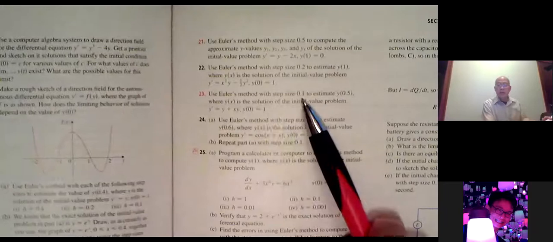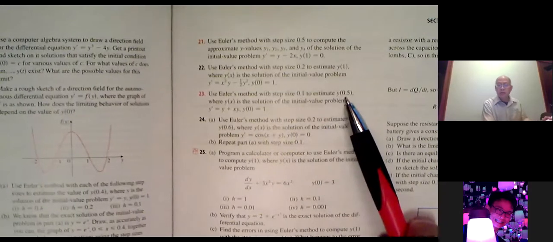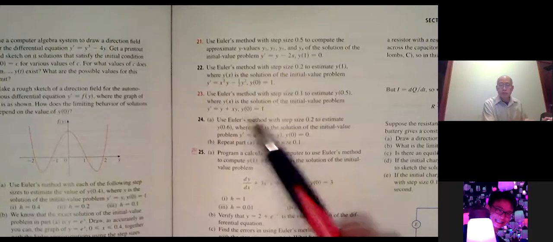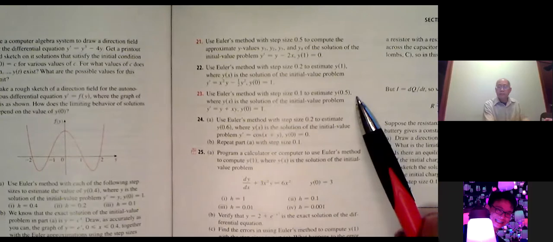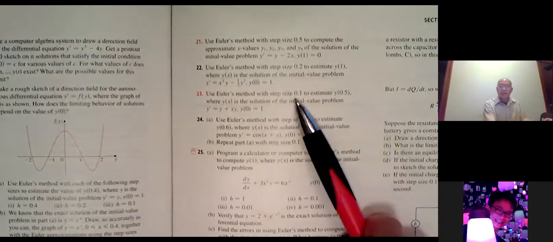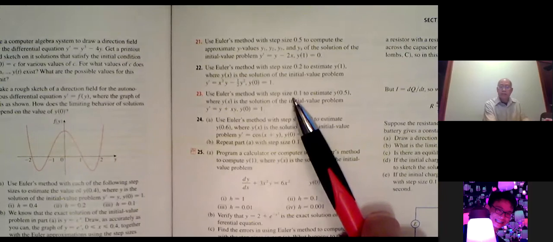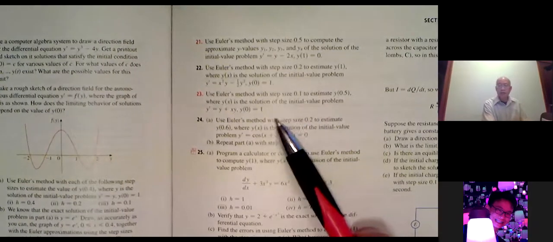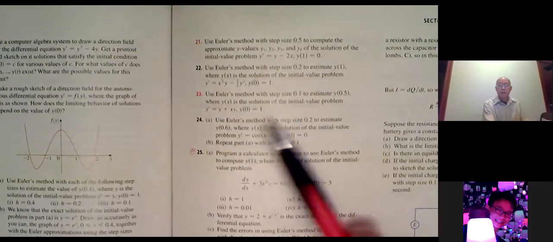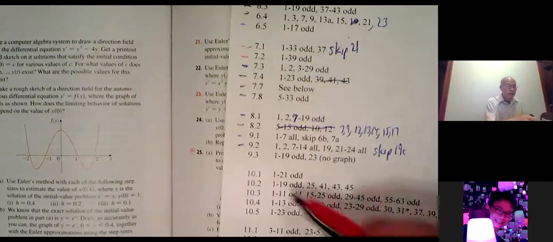Okay, step size is 0.1. Estimate y of 0.5. So it says y of 0 is 1. Okay, so you're going from 0 to 0.5. That's 0.5. The step size, that's delta x, 0.1, which means how many times do we have to do it? 5 times. So you have to do it 5 times. Okay. So after the break, I'll probably only show you one of those because, once you get the hang of it, you pretty much got it. Okay. So I'll do that, and then I'm pretty much done with the section. And then maybe I can start doing some of 9.3, I guess.